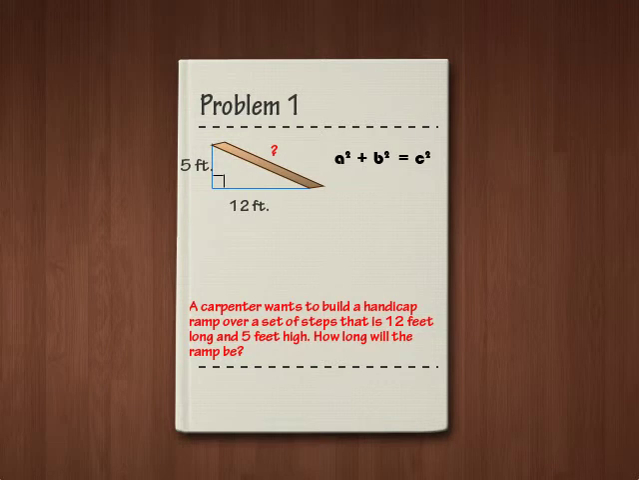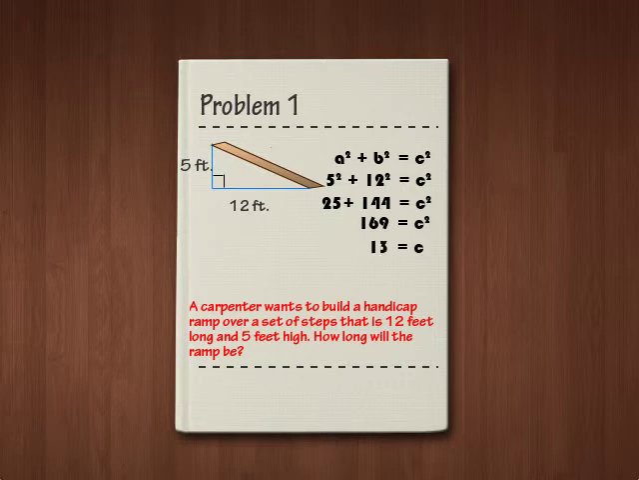So using the Pythagorean theorem, we will have 5 squared plus 12 squared equals c squared. And simplifying the two, we will have 25 plus 144 equals c squared, and adding we'll get 169 equals c squared. Taking the square root of both sides, our ramp length would be 13 feet long.